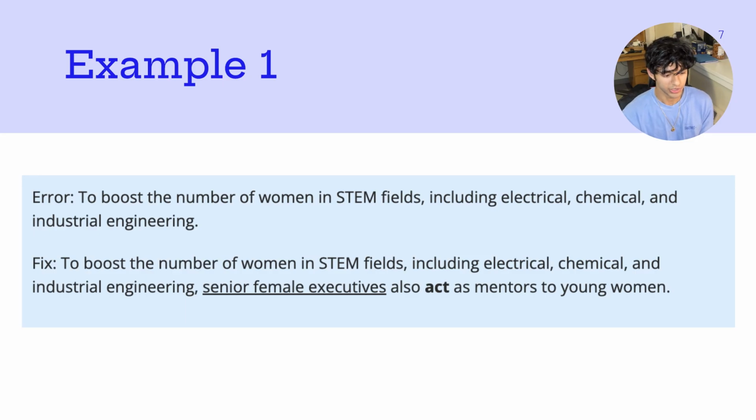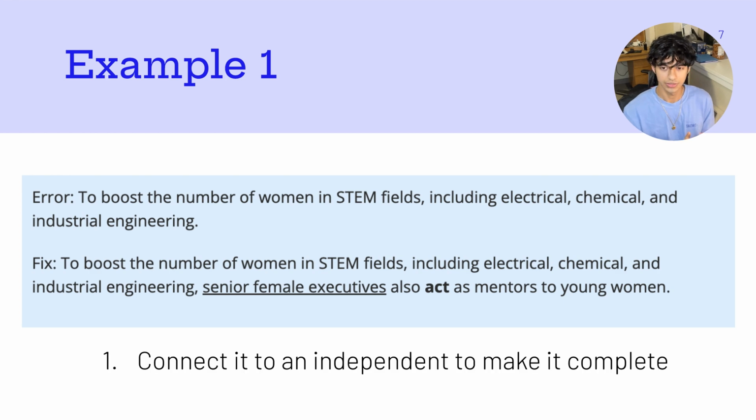So, example. "To boost the number of women in STEM fields, including electrical, chemical, and industrial engineering," it feels like something's missing, right? So what are we gonna do? This is method number one. We're gonna connect it to an independent clause that already exists so that we can make it complete. "The senior female executives also act as mentors to young women." That is a sentence that could stand on its own, and that is a completely independent clause. So combining the two makes it an independent clause.